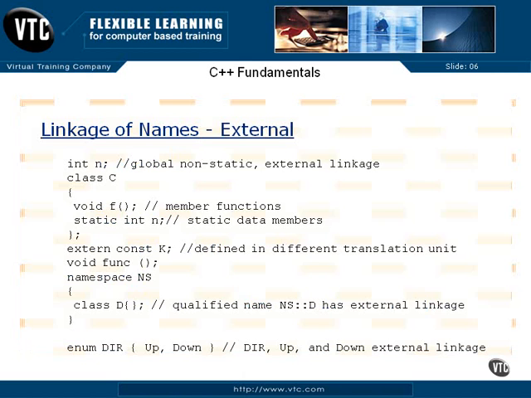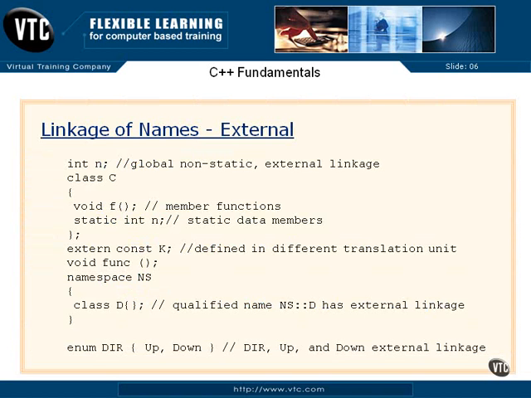Okay, let's go on. Now here's an example. Here's a linkage of names with external linkage. There you see we have an integer n, which is a global, non-static. It's given external linkage. Since this integer n is defined outside of any class or function or namespace, it is visible by everybody and can be used by everybody, and that is incredibly dangerous because we don't want these kinds of global non-statics floating around giving external linkage. That's really old procedural programming and we don't like to do that anymore. You need to encapsulate data like this inside classes.